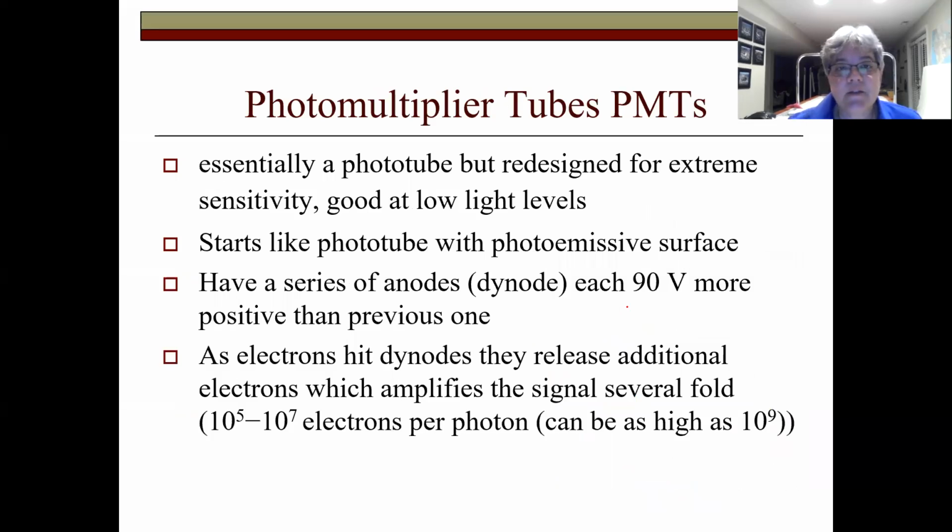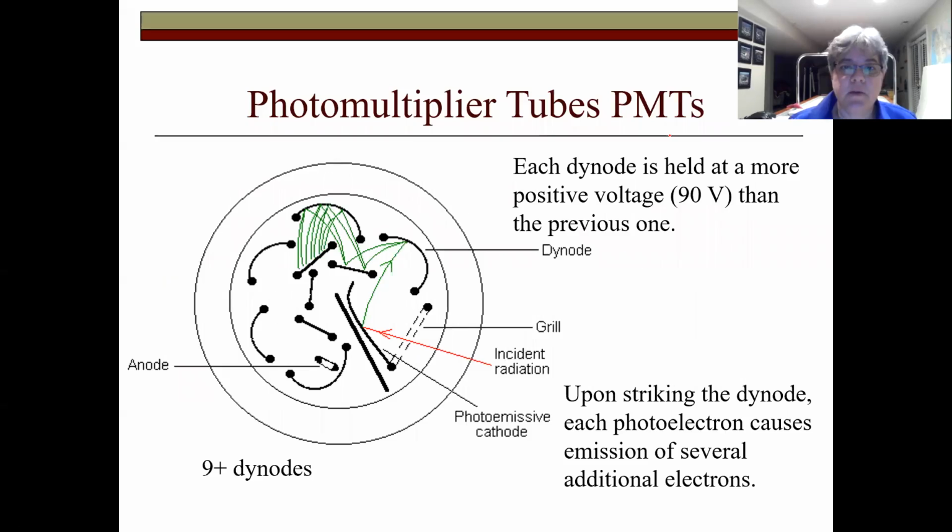All right, the next detector is called a photomultiplier tube, and that's abbreviated PMT. So this is actually kind of like the phototube, except they've redesigned this so it's a very, very sensitive detector. So this is good for very low levels of light. So you can continue to look at this. Hopefully you have your notes. I'm going to show you a picture of what's going on here.